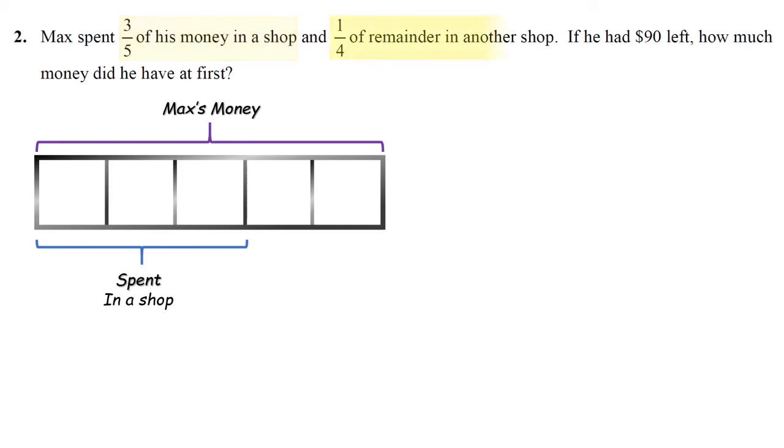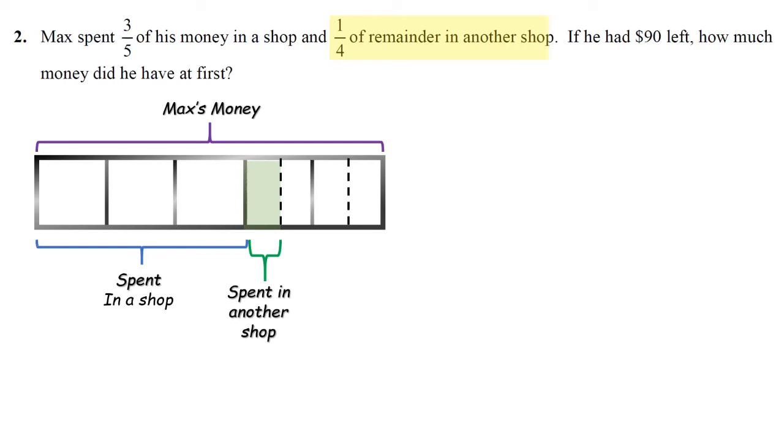Next part, this is where it gets tricky. A quarter of the remainder is in another shop. Now the remainder, again, is cut into just 2 pieces. But because I want 1/4 of the remainder, I need it to be cut into 4 pieces. The only way to do that is to cut them each into 2, because that makes 4 pieces now instead of just 2 pieces. Once I do that, remember 1/4 of the remainder, so just one of those 4 pieces, was spent in another shop.